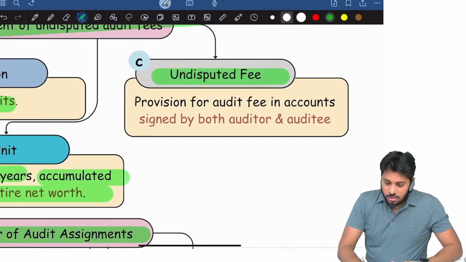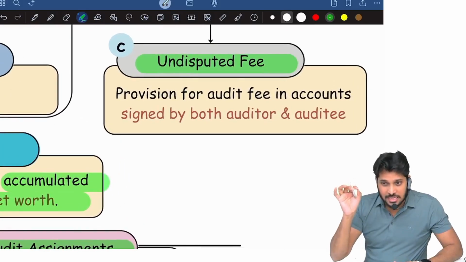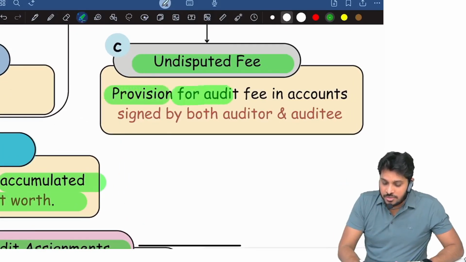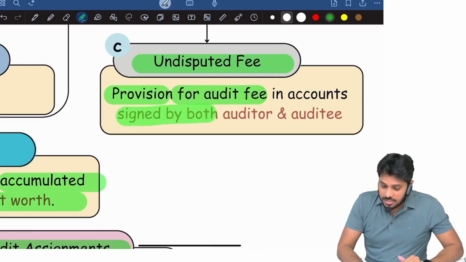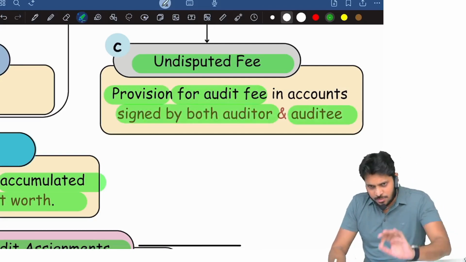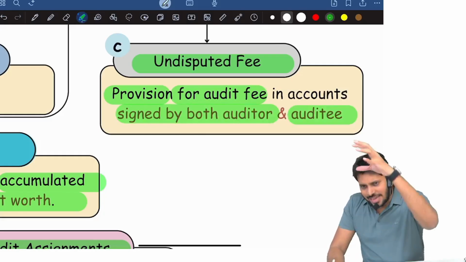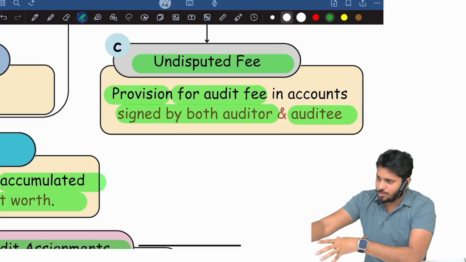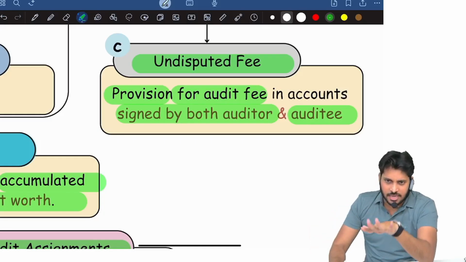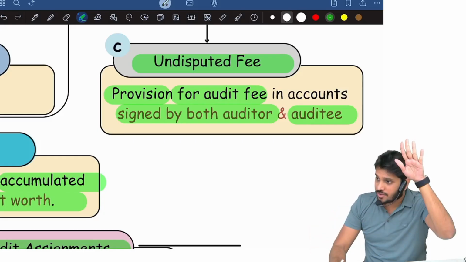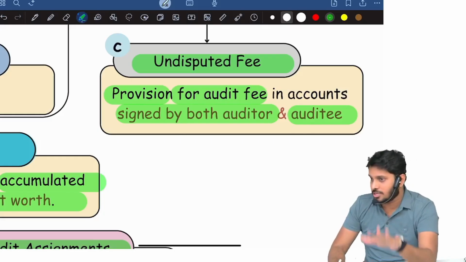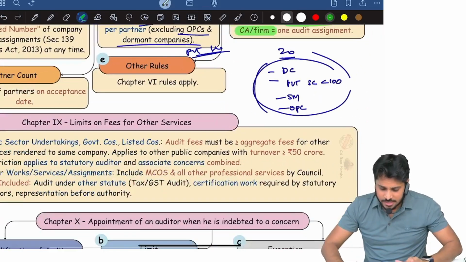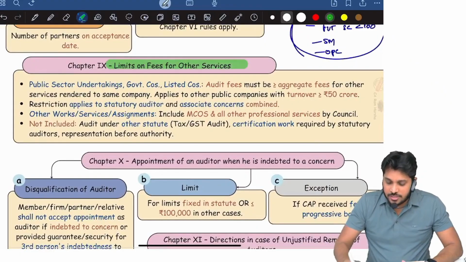And undisputed audit fee, what is meant by undisputed audit fee? This is the audit fee which is agreed by both auditor and client. This much we already agreed by both of them. The extra fee which the auditor is demanding, which the client is not agreeing, that is in dispute. The basic fee that both of them agreed at the time of terms of engagement is already undisputed audit fee. Clear? Next, limits on fees for other services.